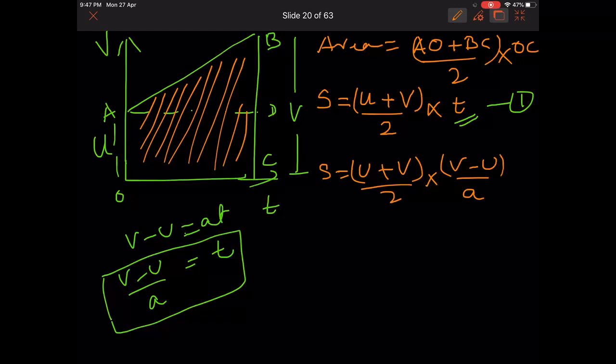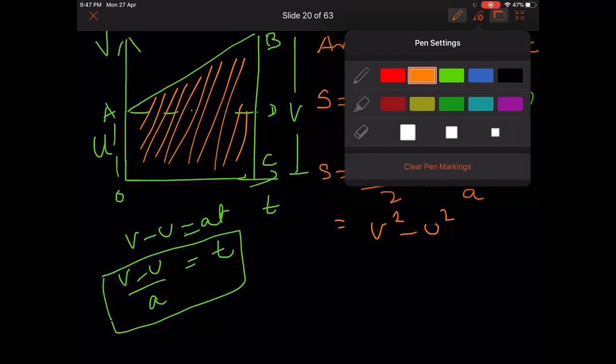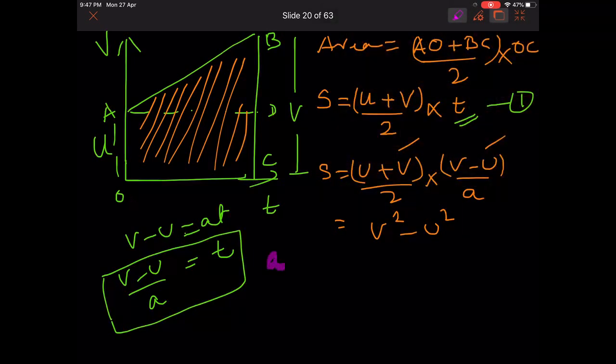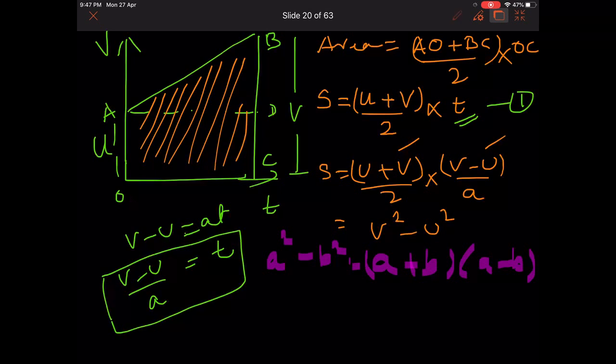Okay. So now look at this. This is V minus U. This is V plus U. So what is the mathematical formula? It is V square minus U square. You know the formula of A square minus B square. A square minus B square is equal to A plus B into A minus B. So that is the formula. So same formula I am actually substituting here also.